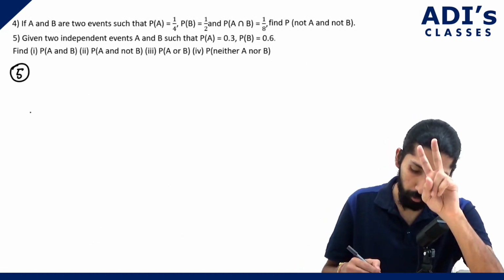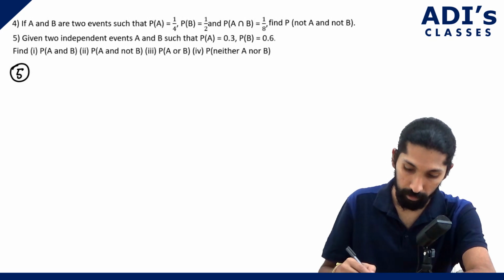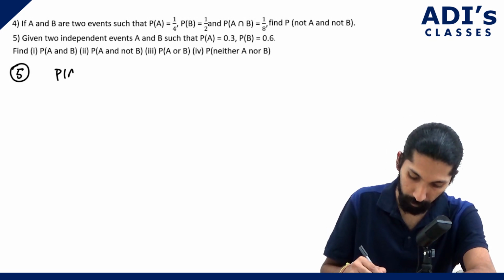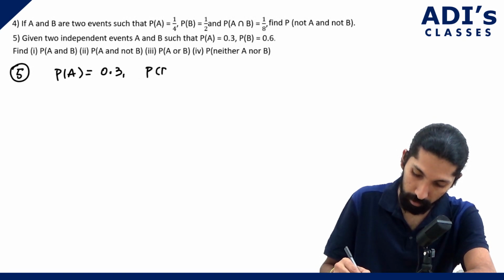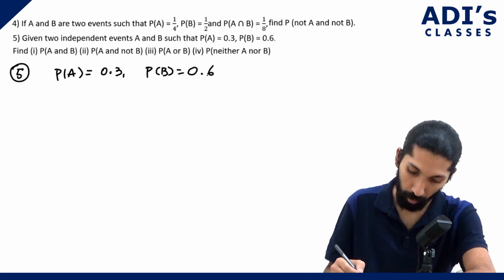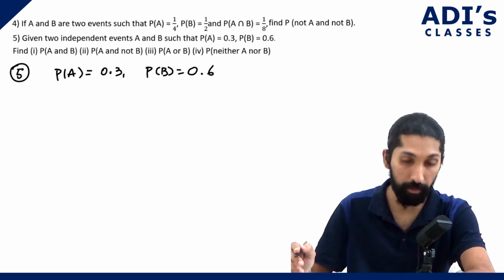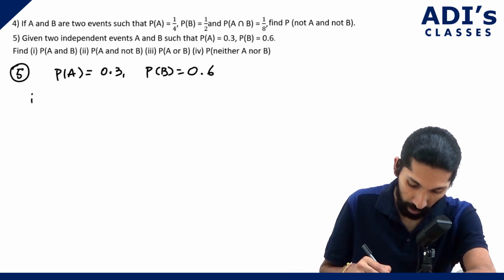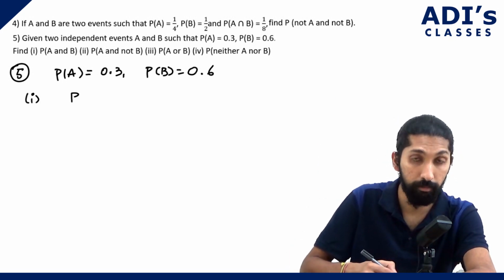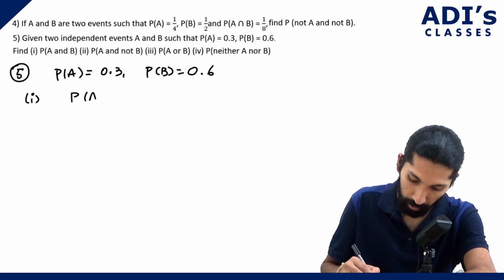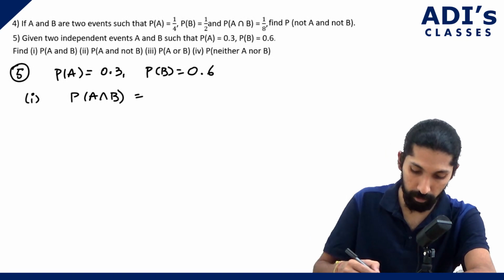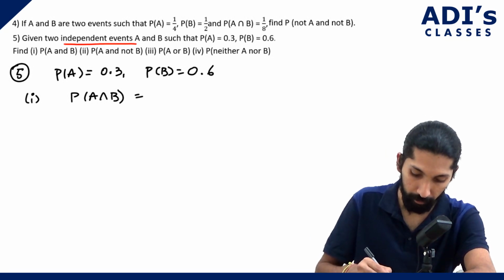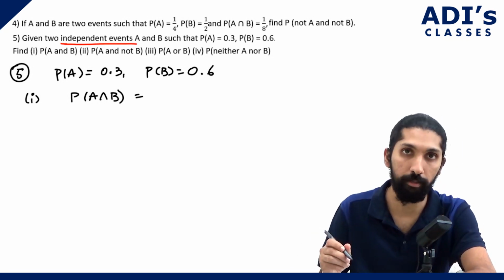Given two independent events A and B such that P of A is 0.3 and P of B is 0.6. Alright, so we have a lot of things to calculate. See the first one, P of A and B, that's the intersection. Since it is given to be independent, please look at these words, independent events, very, very important.